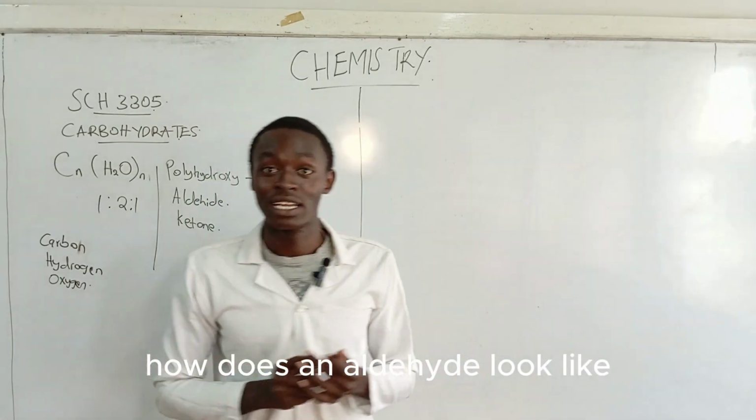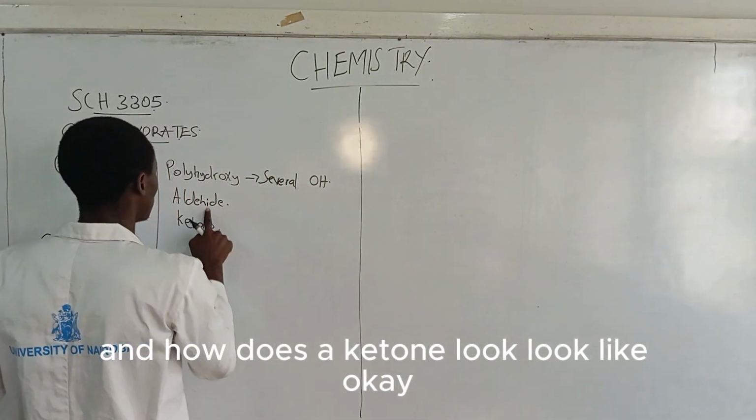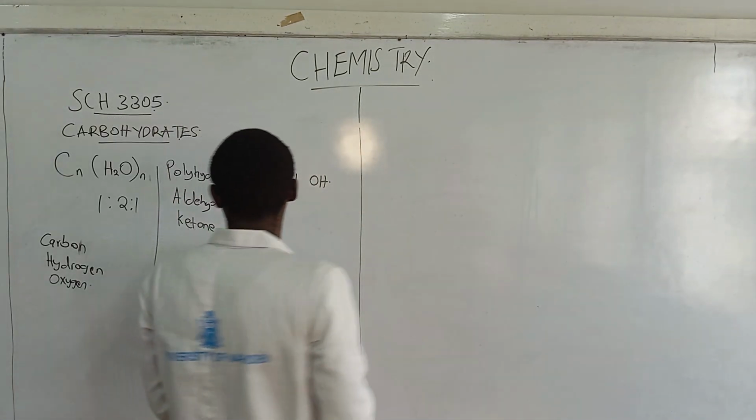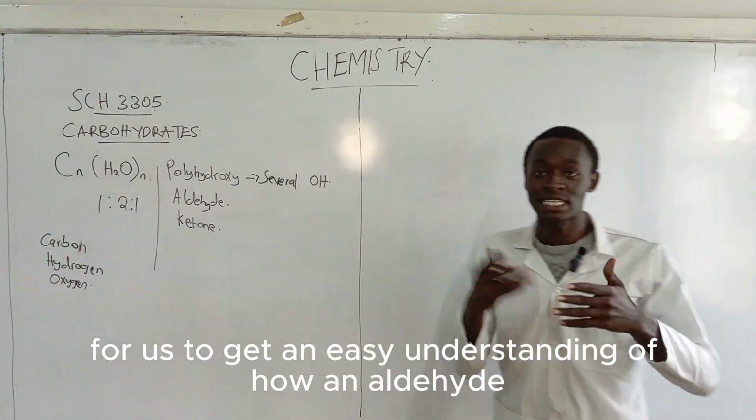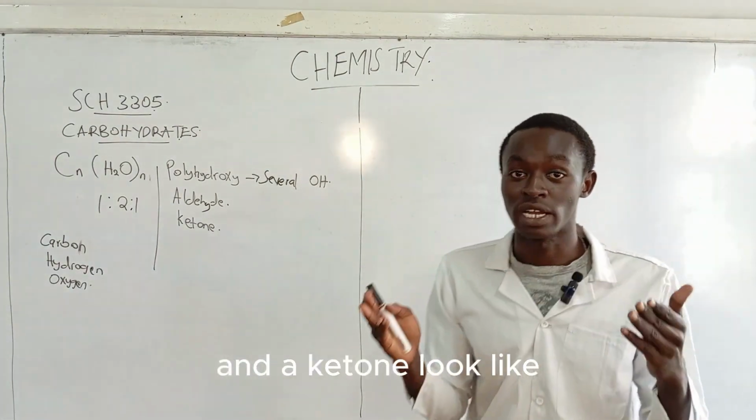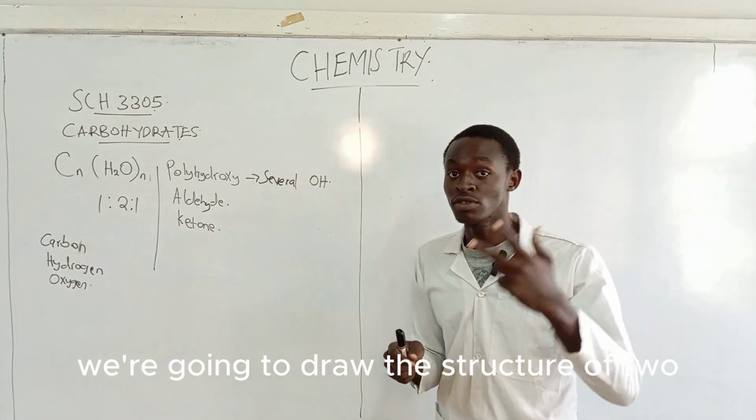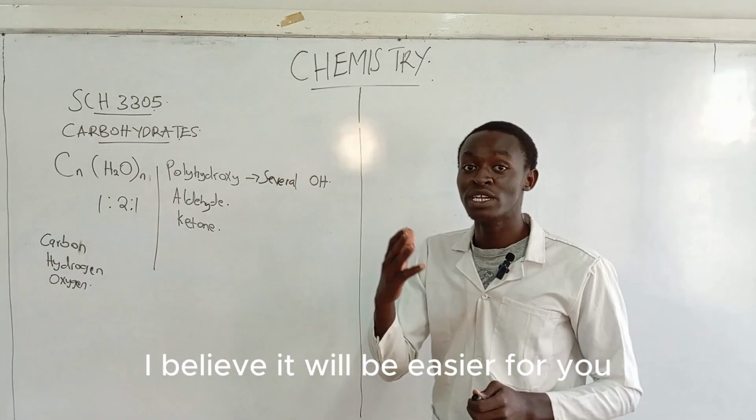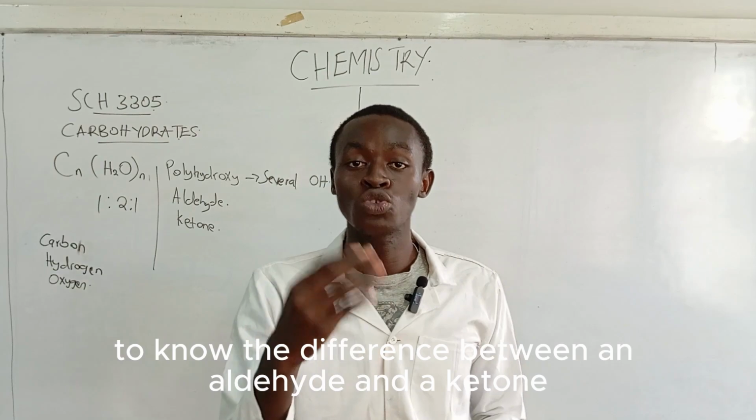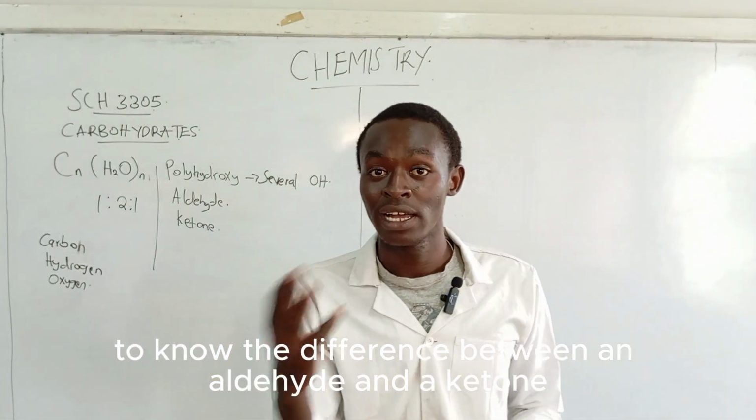How does an aldehyde look like? And how does a ketone look like? Okay. Through that, for us to get an easy understanding of how an aldehyde and a ketone look like, we're going to draw the structure of two monosaccharides. I believe it will be easier for you watching to know the difference between an aldehyde and a ketone.